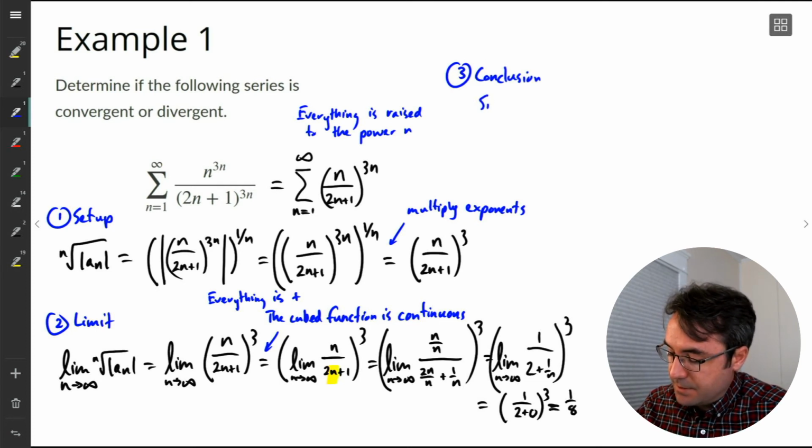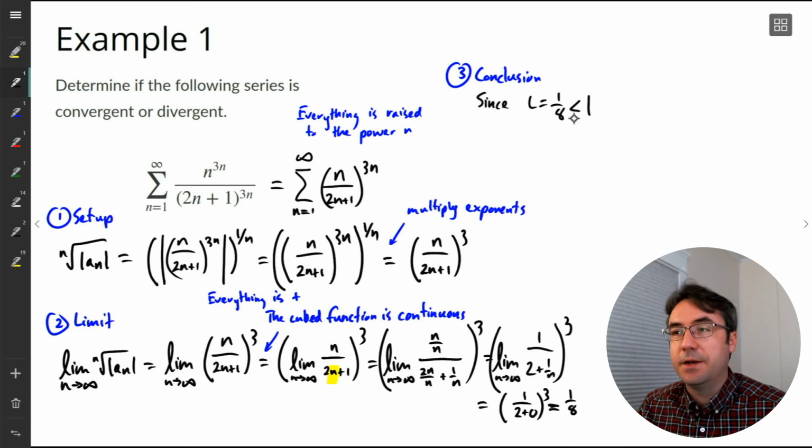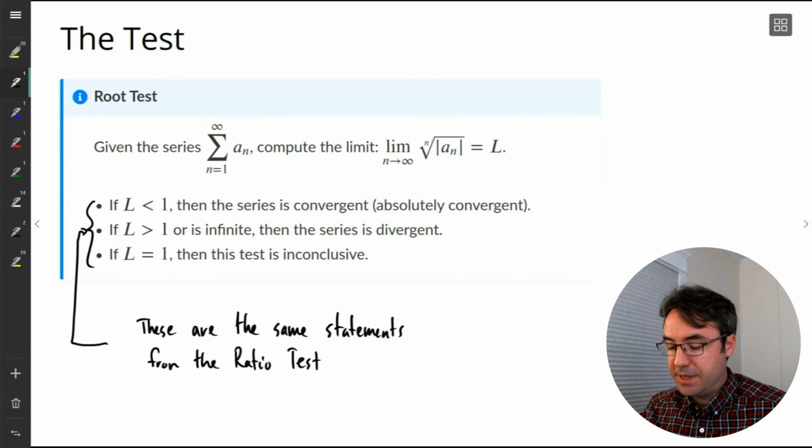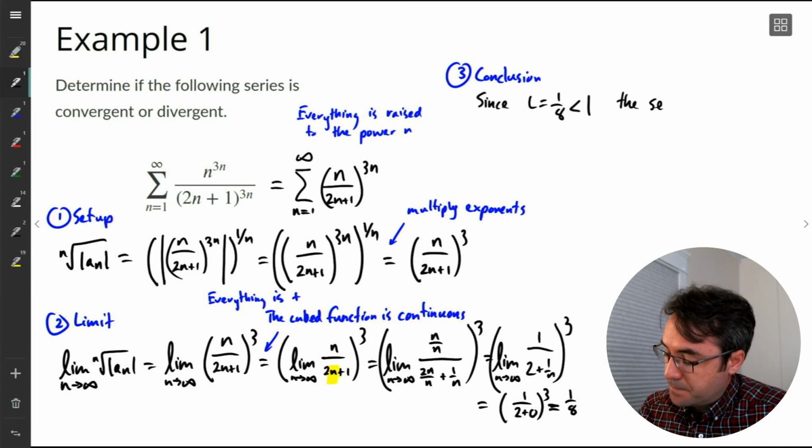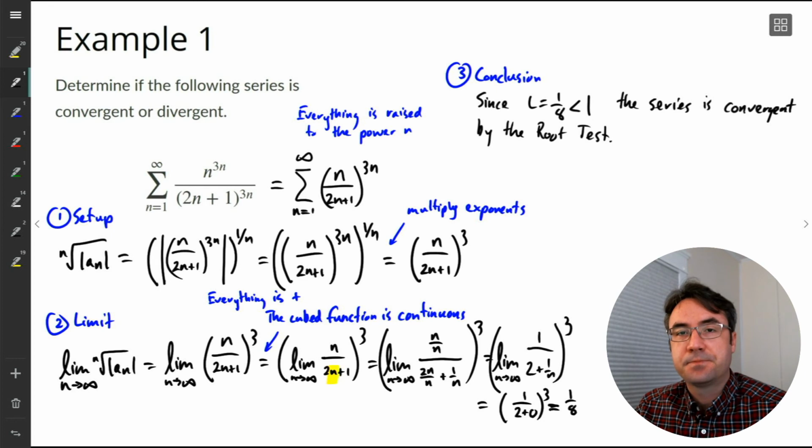So since, how do we want to say this? Well, since the limit is equal to 1 over 8, which is less than 1, what does the test say? We calculated the limit L. It was 1/2 cubed, or 1 over 8. It's less than 1. The series is convergent. So we state our conclusion, and then we want to state the test that we actually used. So by the root test. So there we go. That's really how this works.